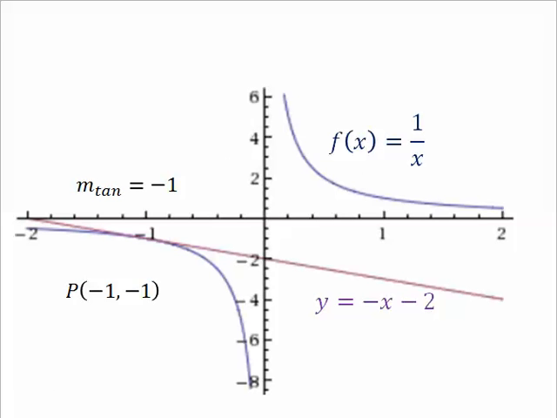And I went to Wolfram Alpha and asked them to graph it for me, and you can see the line y equals -x minus 2, how it's tangent to the graph of 1 over x at the point -1, -1.